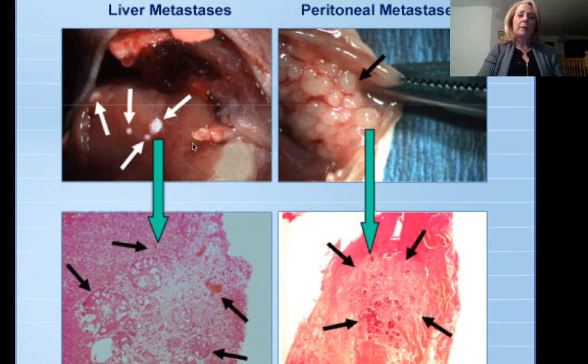So this is metastases here. Got another one here, and then you can see microscopically you've got these metastases going on, and then these are all metastases here that are growing, and then this is the large one right here.